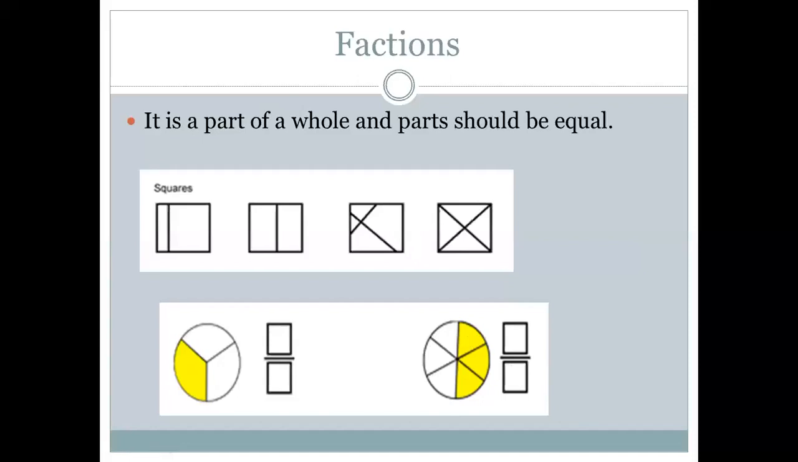3 over 6, I can write it down in another way. I can write it down actually in another equivalent fraction. Yes, good job. 1 over 2. Why? Because 3 over 6 is the same as 1 over 2. Why? Because they both represent half.